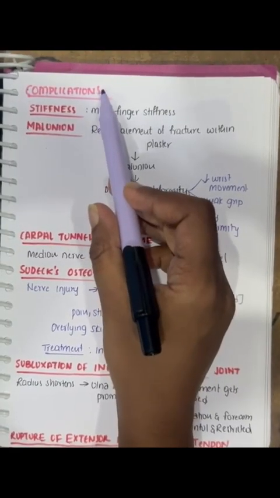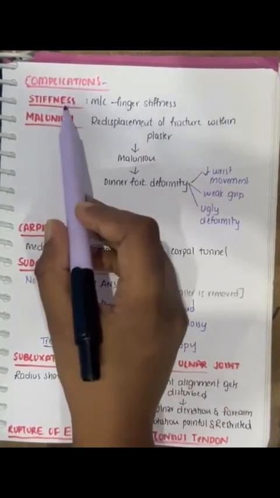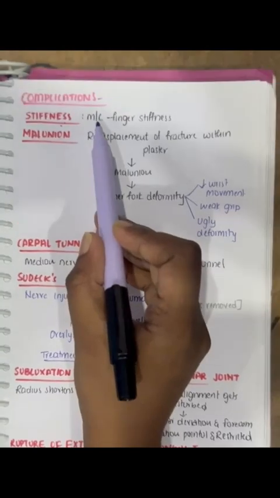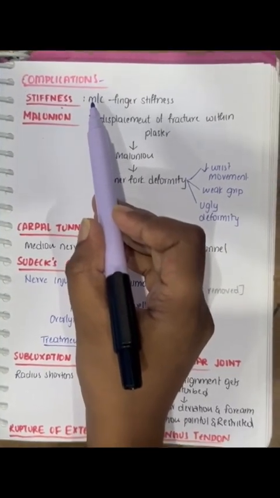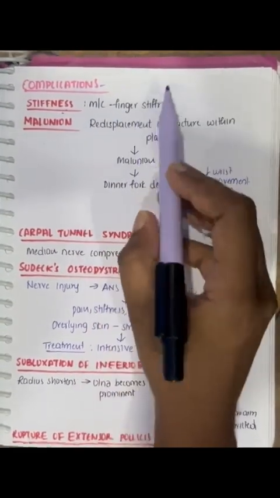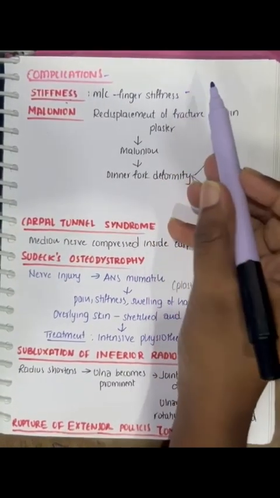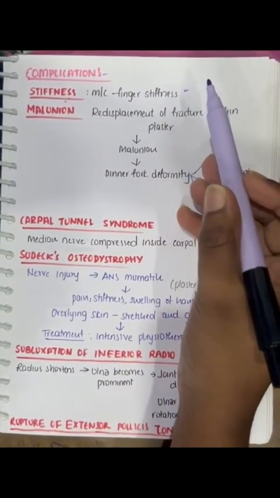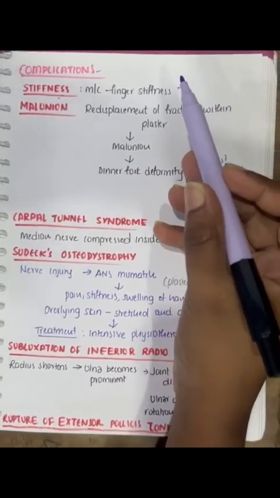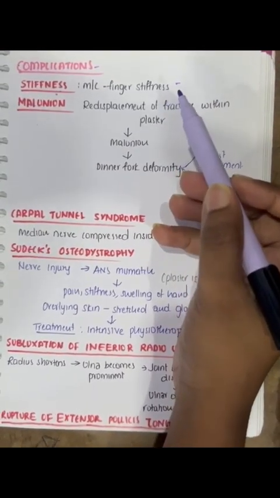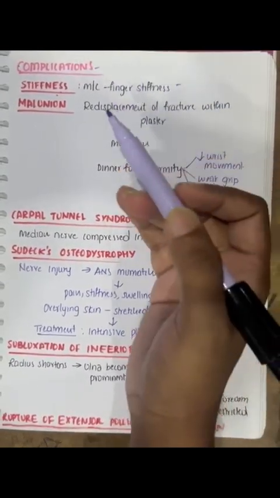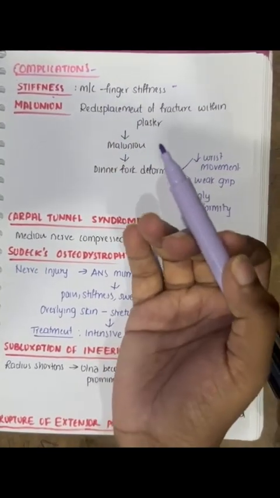So the complications of Colles fracture. The most common complication is stiffness. So finger stiffness. This usually happens because of the prolonged immobilization, and there may be elbow stiffness, wrist stiffness also, shoulder stiffness also. We advise to mobilize the joints while we apply the Colles cast.